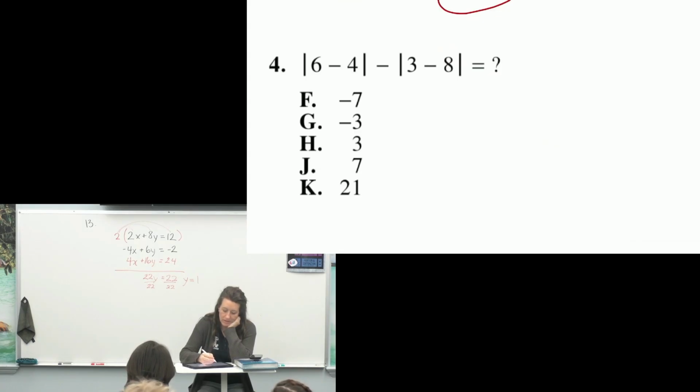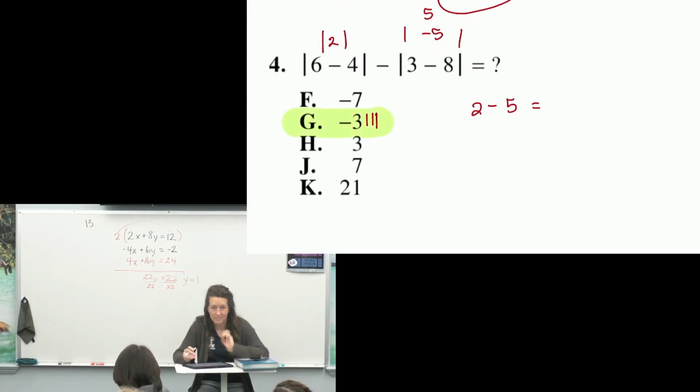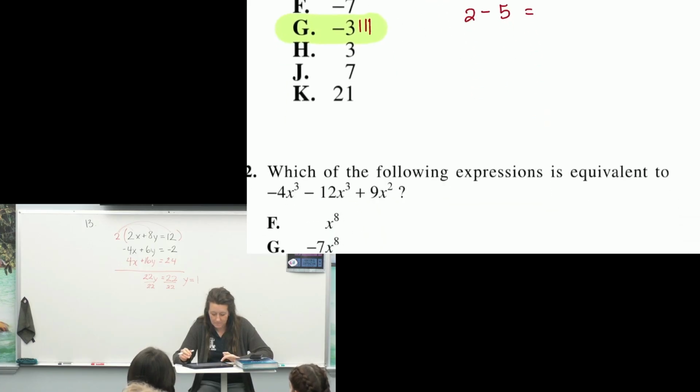So what do we have votes for? G? A couple votes for G. Didn't you just say you get rid of the negative? Well, 6 minus 4 would be 2, the absolute value of 2. And then I would do 5. 3 minus 8 would be a negative 5, right? So the absolute value of that would be 5. So then you'd have 2 minus 5, which is negative 3. So G. Nice. Good job.